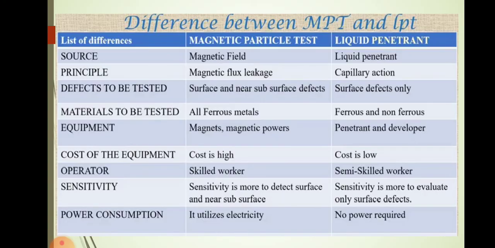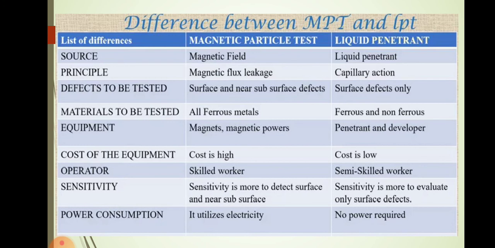So this is regarding the magnetic particle test, and in the last lecture we have seen the liquid penetrant test or dye penetrant test. We'll just see in short the difference between these two tests, the magnetic particle test and the liquid penetrant test. Many times this difference is asked in exams. Firstly, in the magnetic particle test the source is a magnetic field, and in the liquid penetrant test we are using liquid penetrants. The principle in the magnetic particle test is magnetic flux leakage, and in the liquid or dye penetrant test we are using the capillary action principle.